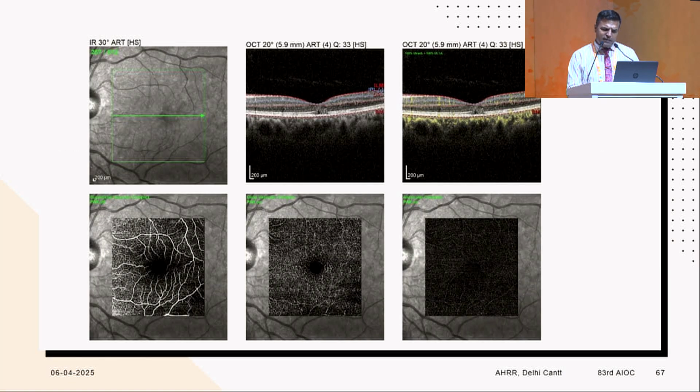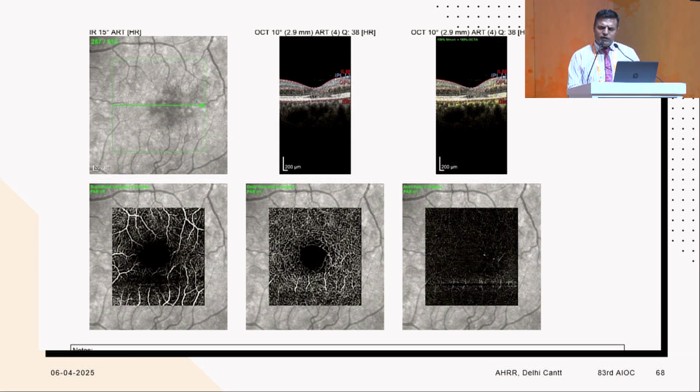So this lady presented to us in early 2022 with clinical changes of MACTEL. We started recording the OCT angiography and were managing this case. In late 2023, we started noticing two hyperreflective signals in the deep capillary plexus and a couple of hyperreflective signals in the avascular zone.